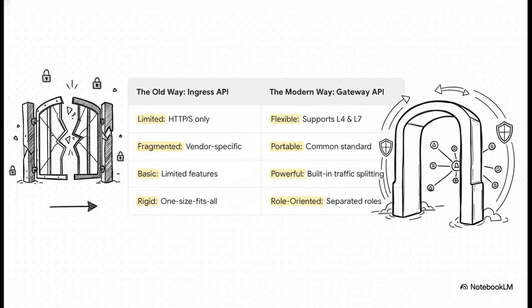For a long, long time, the way we handled this was with something called the Kubernetes Ingress API. And it worked, but it was pretty limited. It was mostly just for web traffic, and it got really messy with different vendor-specific settings. The modern way, the better way, is the Gateway API. And this is a huge step up. It's way more flexible, it can handle all kinds of traffic, and it's portable. It's a powerful, standard way to manage that front door, no matter where you're running your stuff.